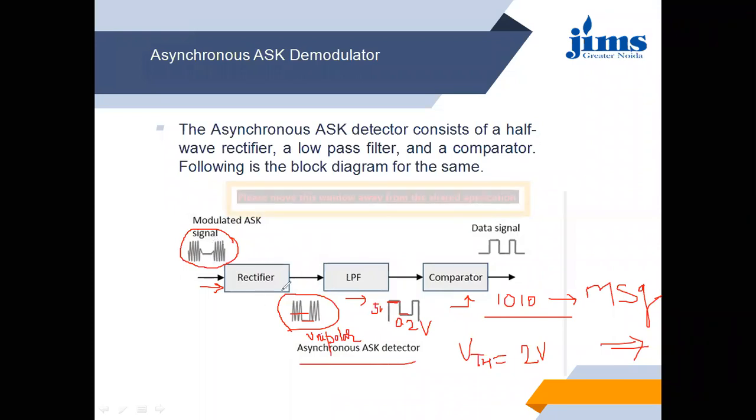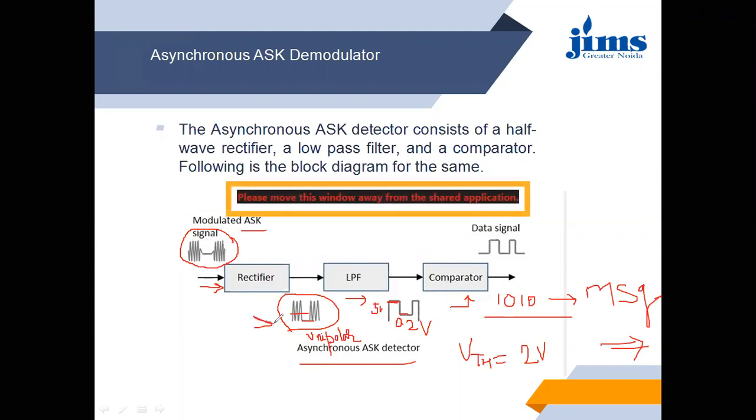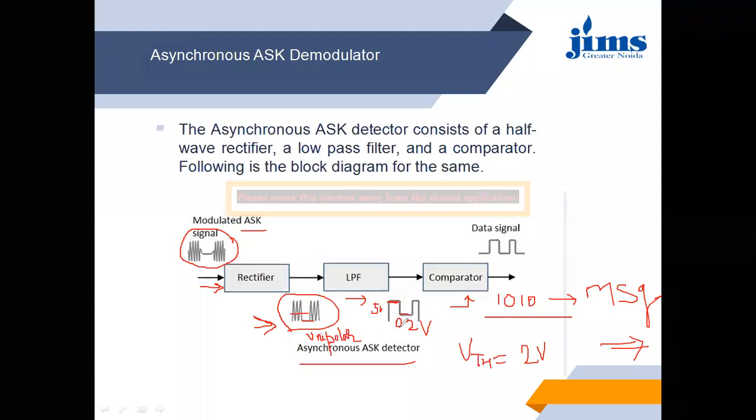Here the first block is a rectifier, which converts the bipolar ASK signal into a unipolar signal. After it is converted into a unipolar signal, it is passed through a low pass filter. The low pass filter gives a low frequency or DC-like voltage: whenever the input is high, the output is high, and whenever the input is low or very small, the output of the low pass filter will also be a low voltage, like 0.2 volt.